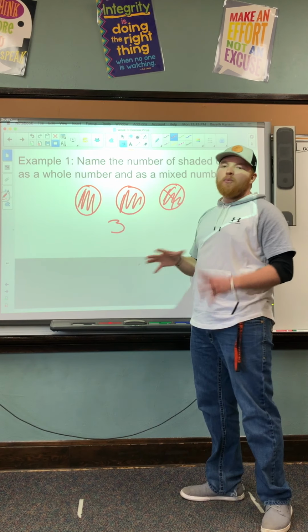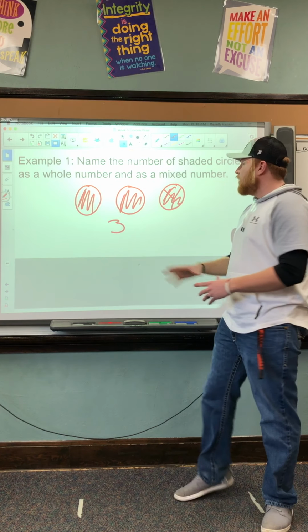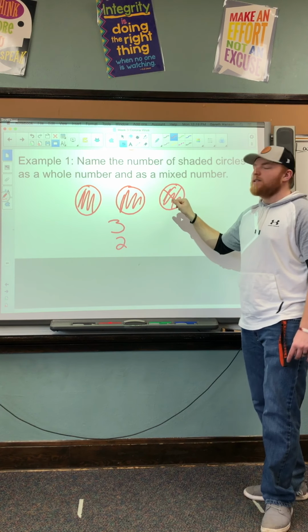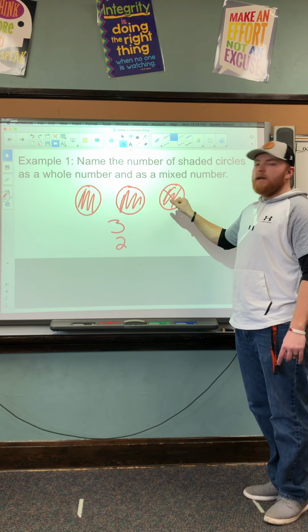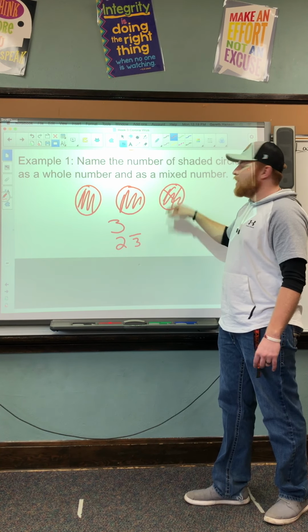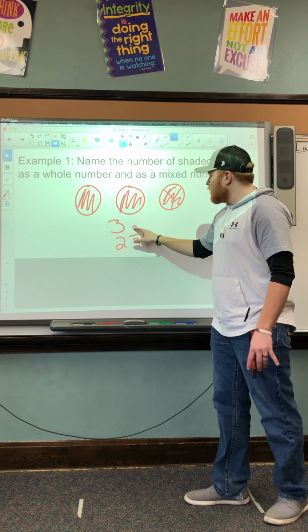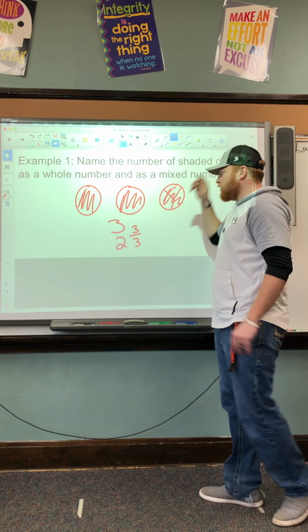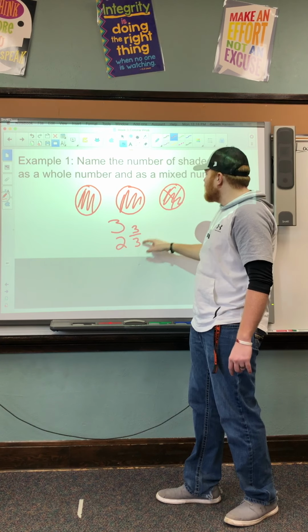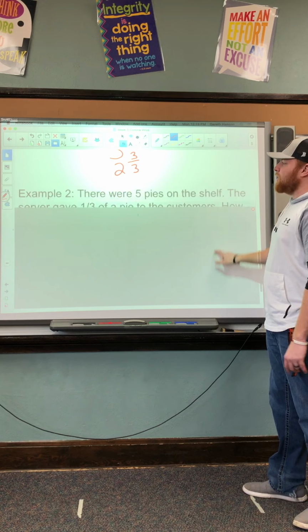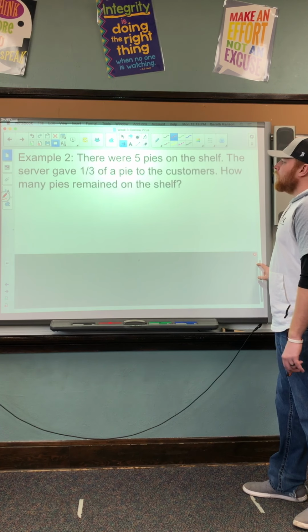Okay, so now how many whole circles are there? There are 2 whole circles. And then what's this circle divided into? It's divided into thirds, so that would be our denominator, and since all 3 are shaded, that would be your numerator. Okay, so then this is your whole number, and this is your mixed number. All right, and then last example. This lesson's pretty short for you guys today.